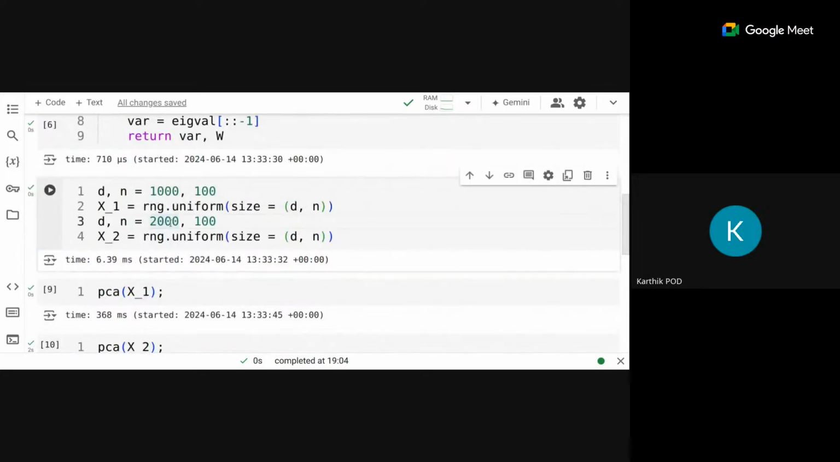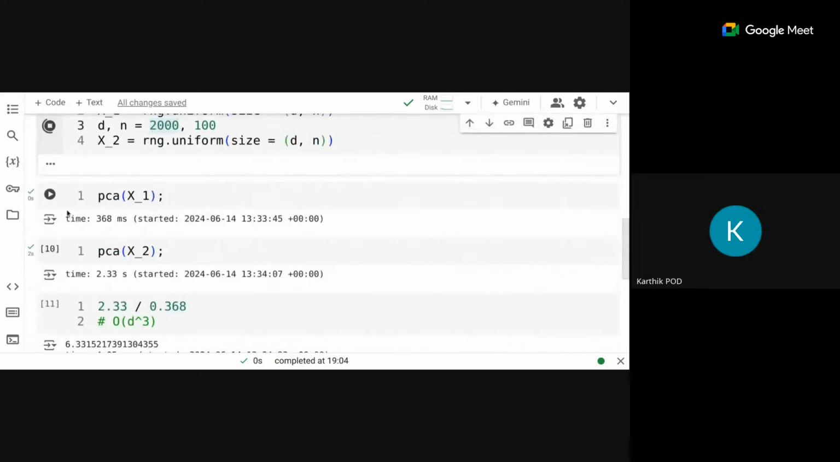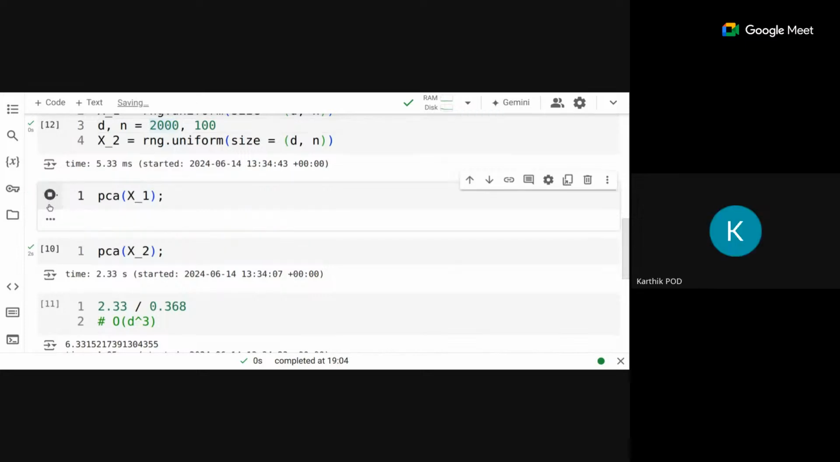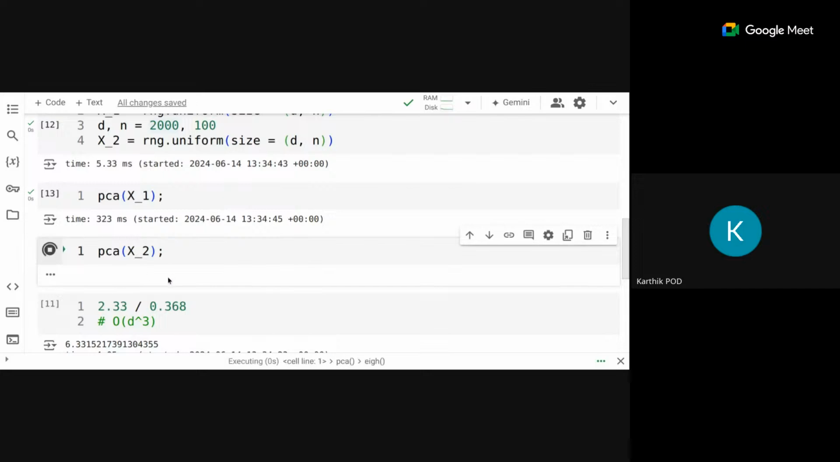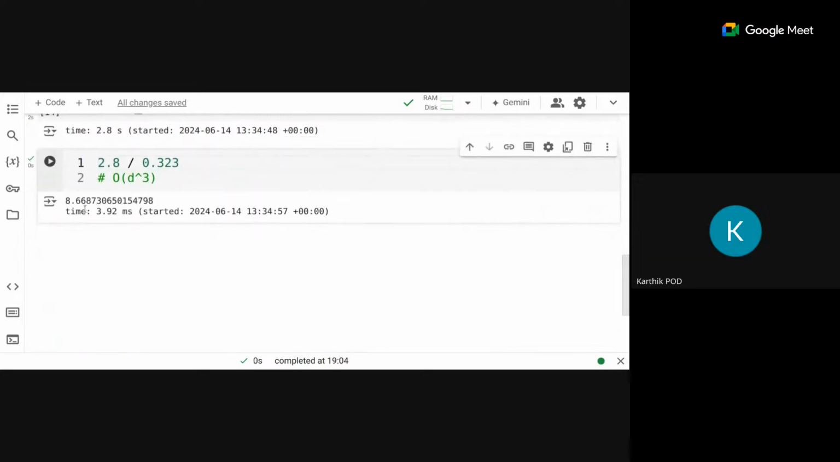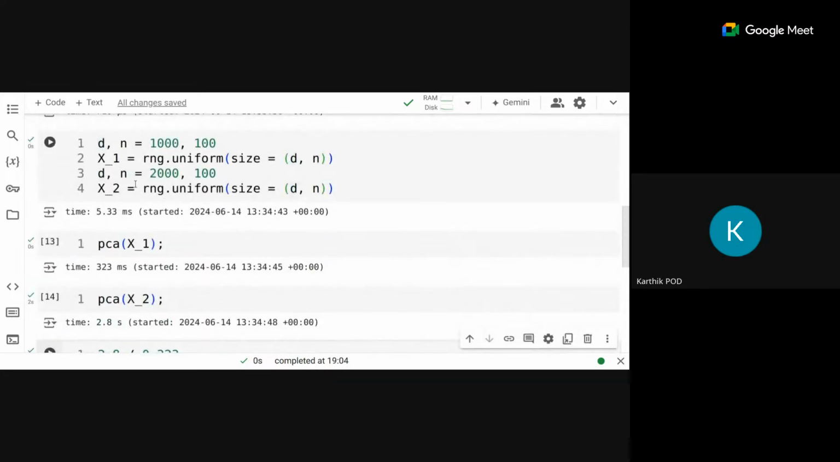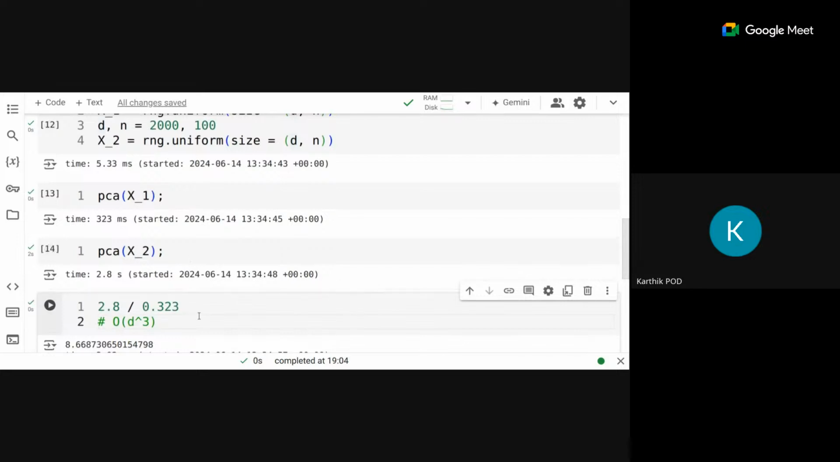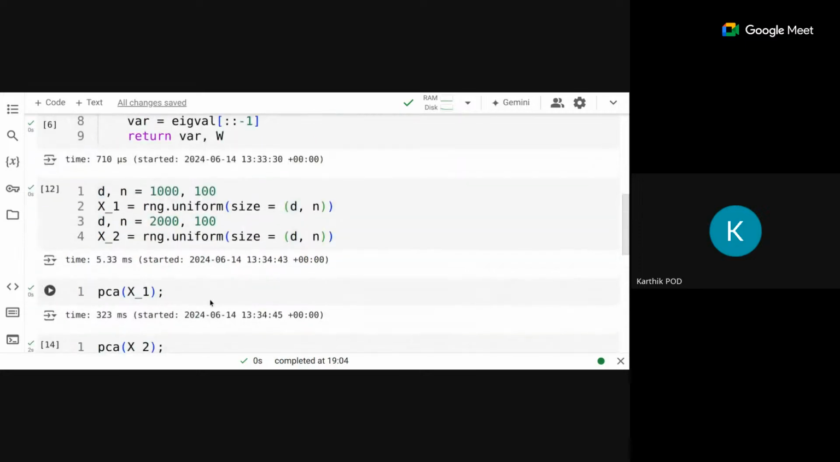You can run it again. Because of randomness, this will generate new data, so it will be different. If you run it now, it's 323 milliseconds, and if you run it now, it is 2.8 seconds. So if you compute this, it will be slightly higher now, roughly 8. So you see that if you double the number of features, PCA takes 8 times more time to complete. So this is the O of D cube problem.